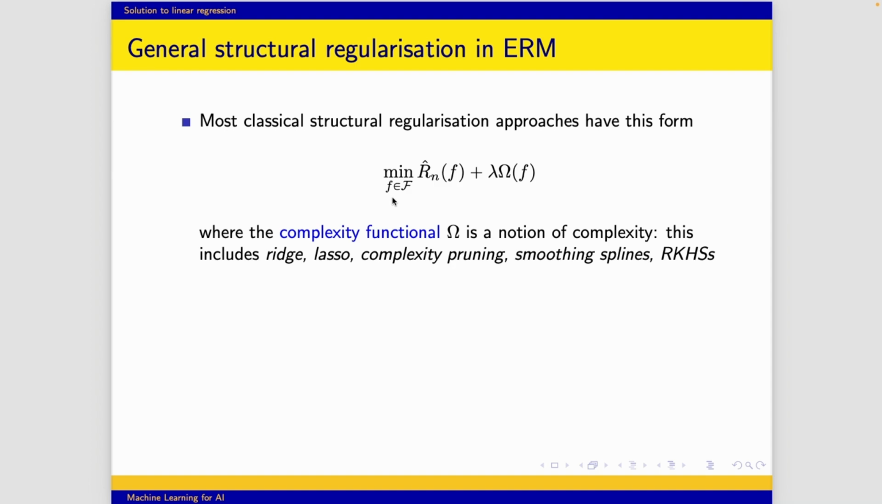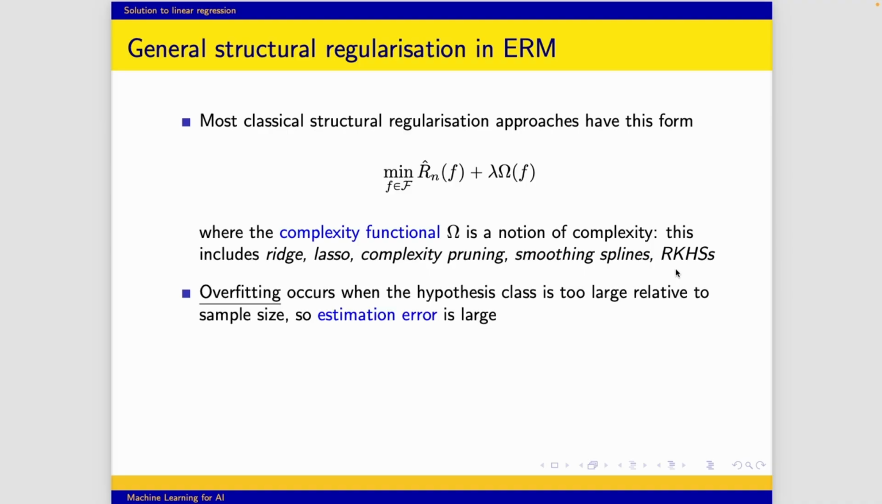And we can generalize even further. We can say that they all take this form: minimize this plus lambda, some coefficient, some number, times some complexity functional. And what does this complexity functional do? This is some measure of model complexity of our hypothesis space. So when I say most of the classical methods, this includes ridge regression and lasso, which we're going to look at in this part, complexity pruning for trees, smoothing splines, which we will look at later, and even later than that, we will look at reproducing kernel Hilbert spaces.